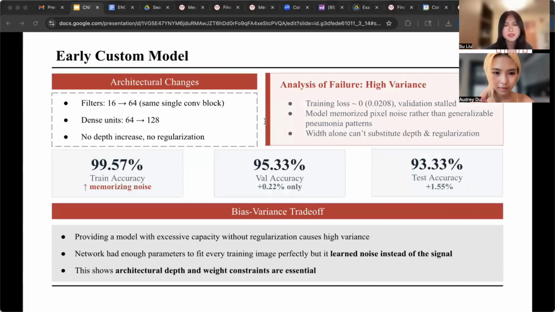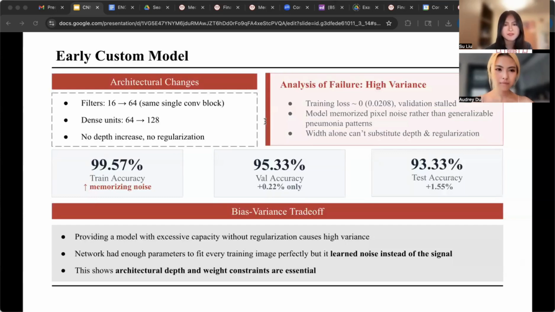This led us to our first early custom model. For this, we widened the single convolution block to 64 filters and expanded the dense layer to 128 units, with no depth increase or regularization. For this model, the training accuracy actually shot to about 99%, while validation barely moved.